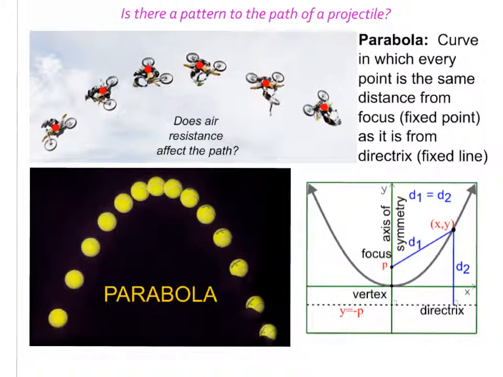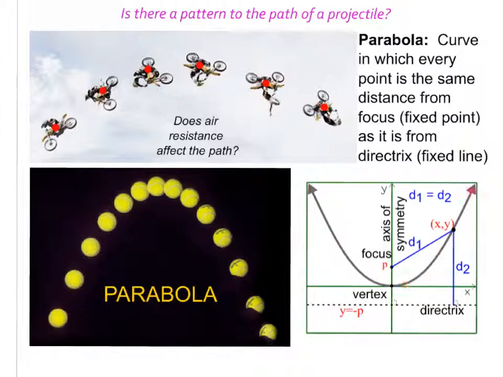Is there a pattern to the path of a projectile? Yes, there is indeed a pattern. It's called a parabola, and you all know that from math. Just a little review: a parabola is a curve. Here's a parabola. It's the curve.